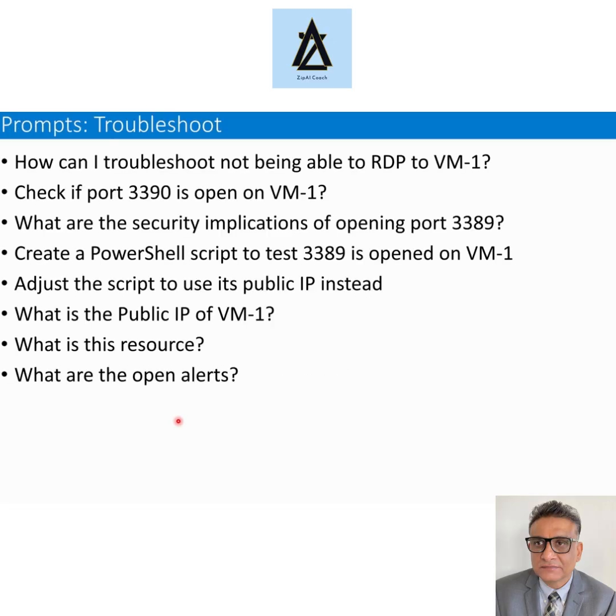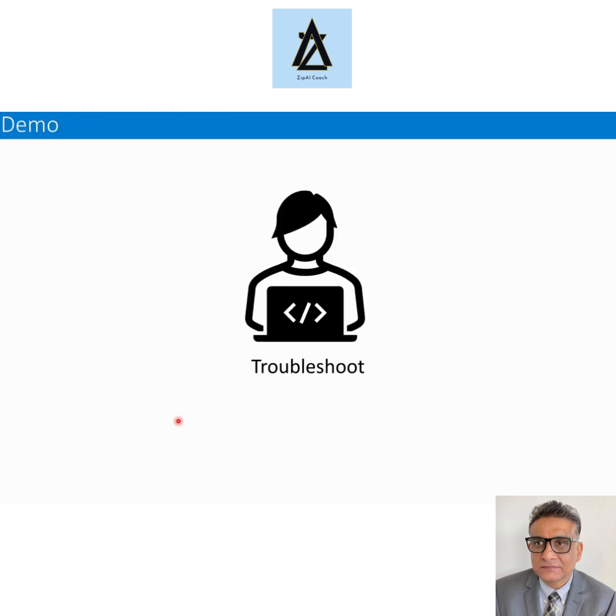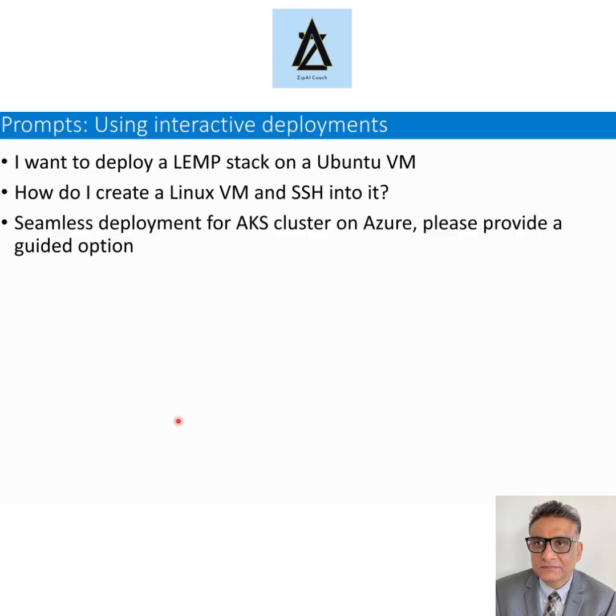We'll see all that. And then you'll have a category of commands which are for troubleshooting. You want to know why a web app is not performing, or how you can troubleshoot access to a VM through RDP if it is not working. You can also get to know what the open alerts are. So that's the kind of category.